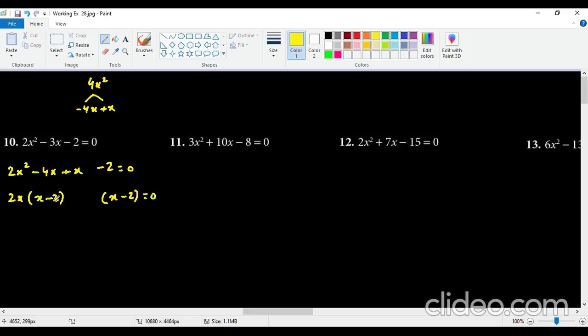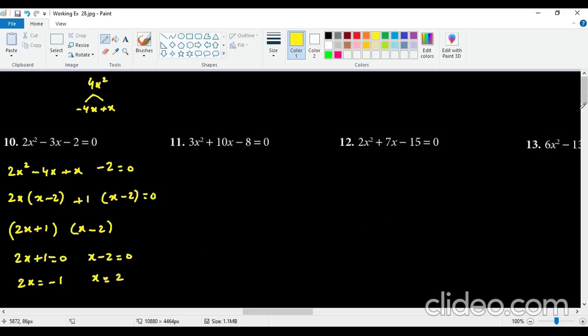And look at the third term, we already have x, so I will write plus 1 only. So 2x plus 1 is going to be the first factor and x minus 2 is going to be another factor. So 2x plus 1 equals 0 and x minus 2 equals 0. That means 2x is equal to negative 1 and x is equal to positive 2.